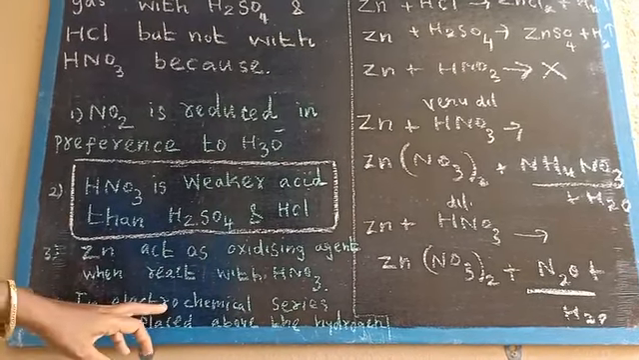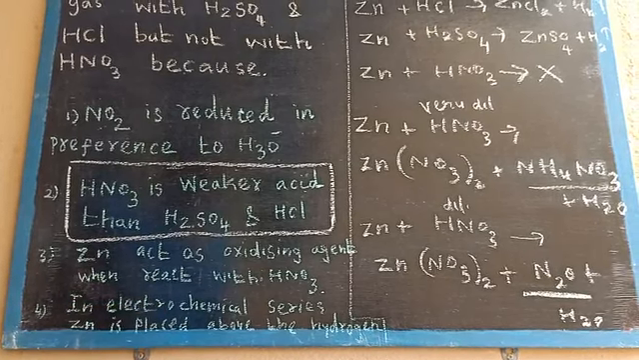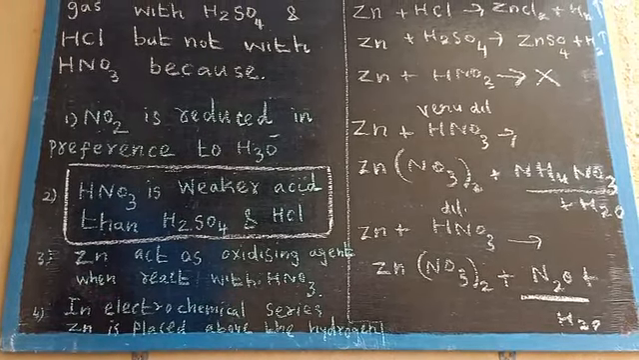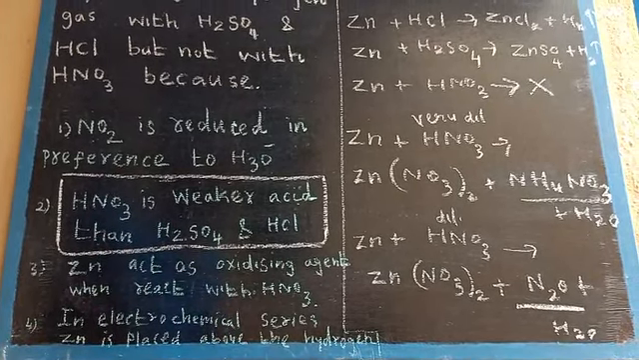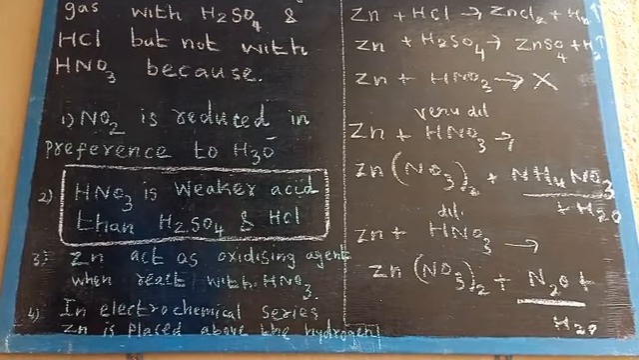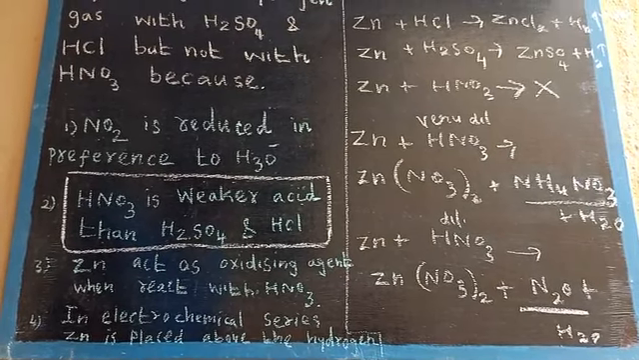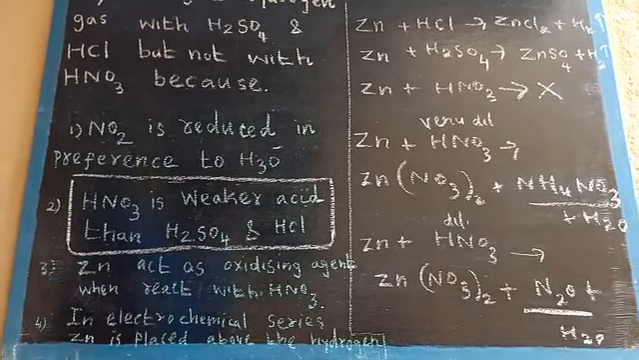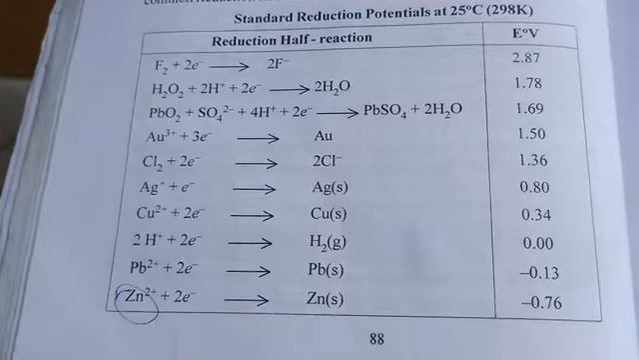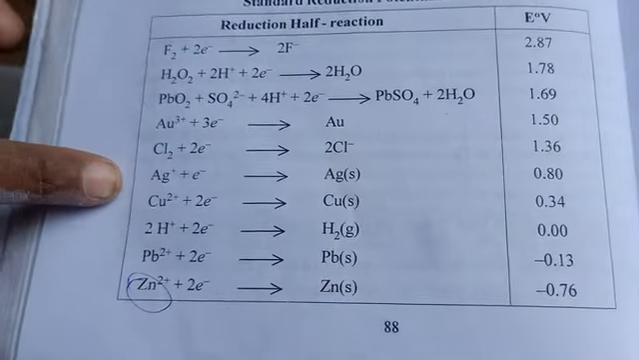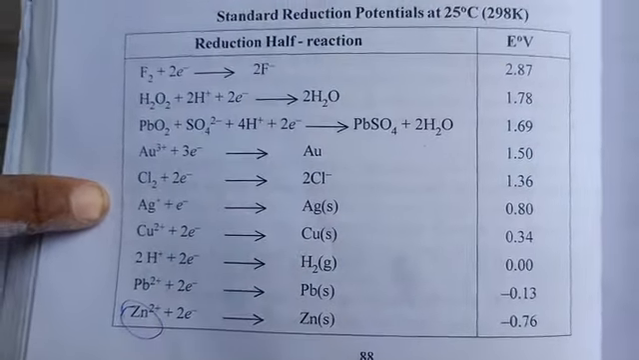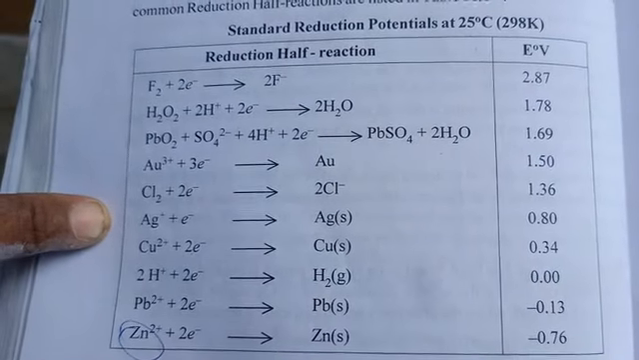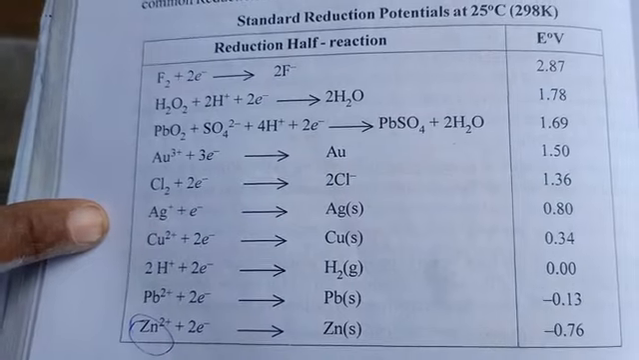And here one more option is given: electrochemical series. Zinc is placed above the hydrogen. If it is above the hydrogen, it cannot reduce, it cannot give H2 gas. You know the concept very well, but actually zinc is present below the hydrogen. Now I will show it. See this tabular column, the electrochemical series. The option says zinc is placed above the hydrogen. Now you can understand the meaning.